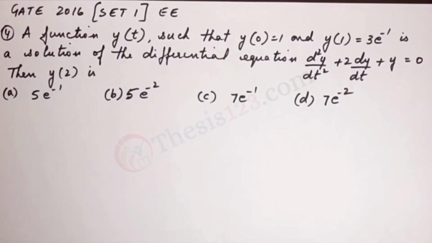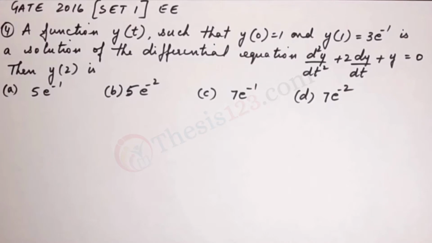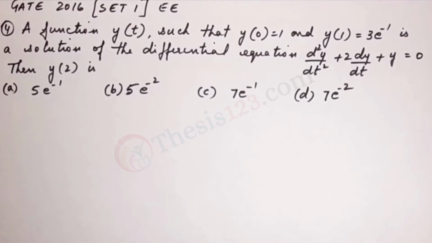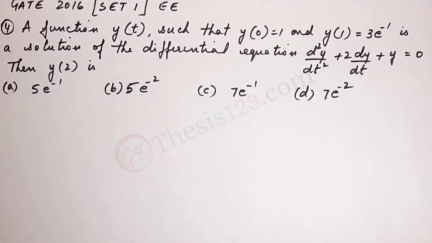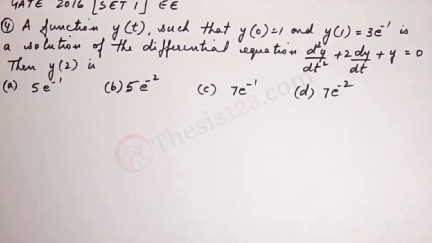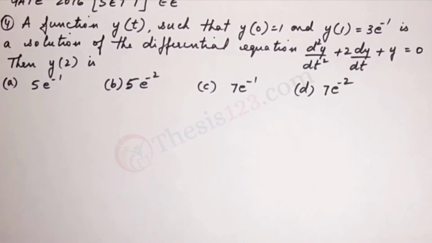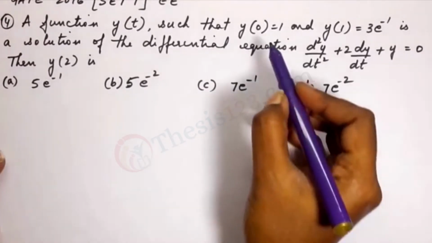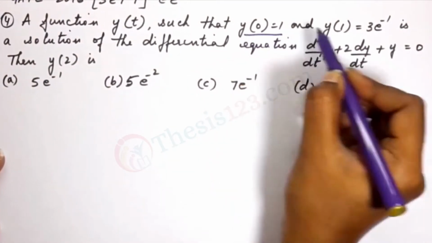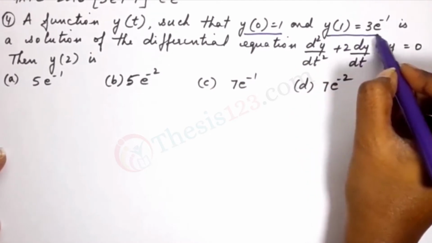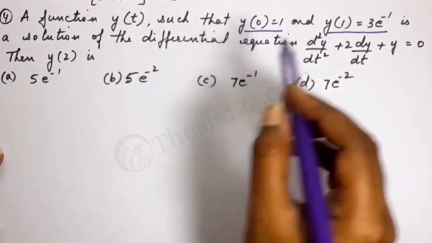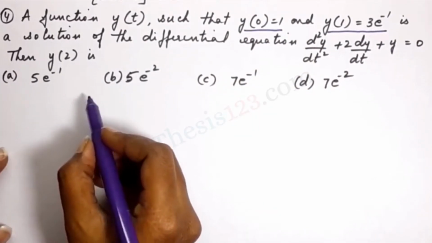Okay, so here's the fourth question. A function y of t such that y of 0 is equal to 1 and y of 1 is equal to 3 e power minus 1 is a solution of the differential equation given. Okay, so here y of 0 is equal to 1 and y of 1 is equal to 3 e power minus 1 are initial conditions.